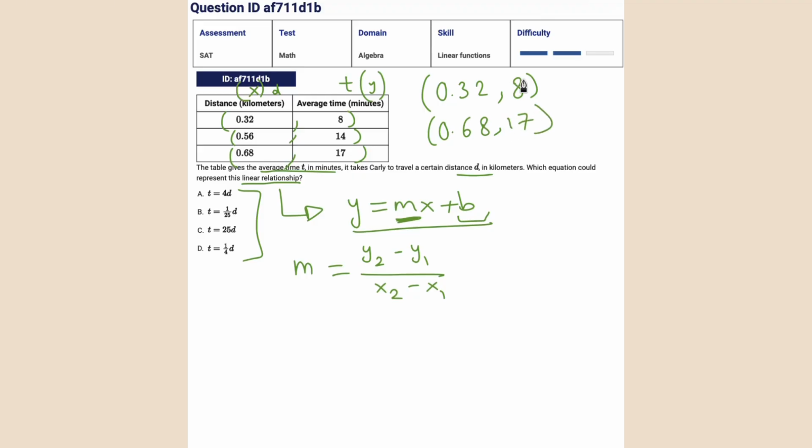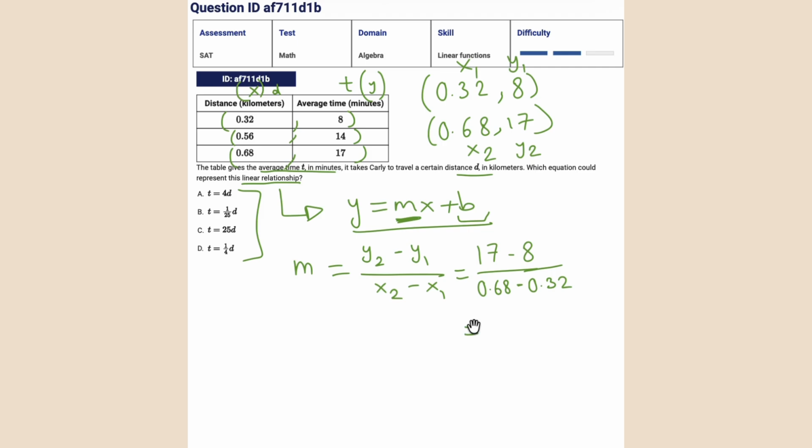So this is y, and this is x, of course. Which one is 2 or 1? You can actually use any of them. You could use this minus this or this minus this. You will get the same result. Let's name these y2 and y1 and x2 and x1. That's more reasonable. So y2 is 17 minus y1, which is 8, divided by x2, which is 0.68 minus 0.32.